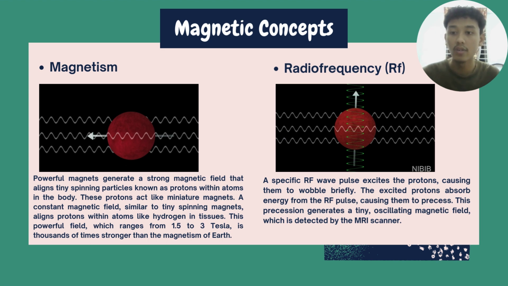Then there is radio frequency. A specific RF wave pulse excites the protons, causing them to wobble briefly. The excited protons absorb energy from the RF pulse, causing them to precess. This precession generates a tiny oscillating magnetic field, which is detected by the MRI scanner.